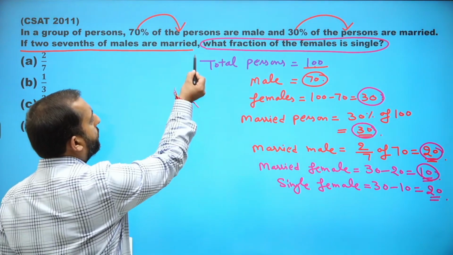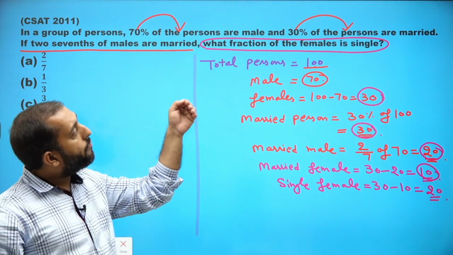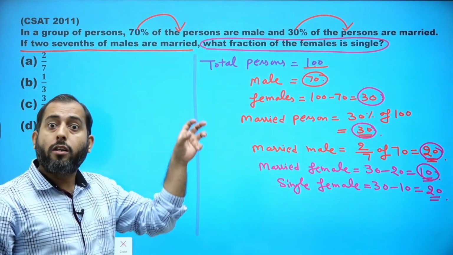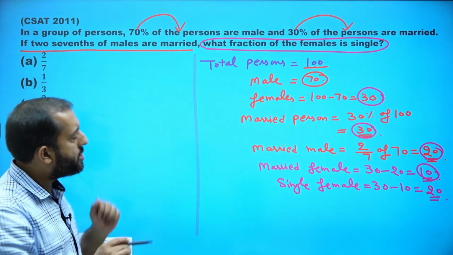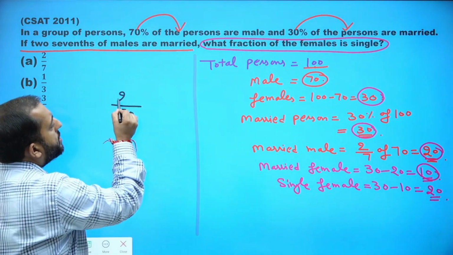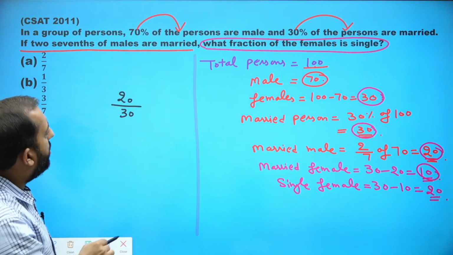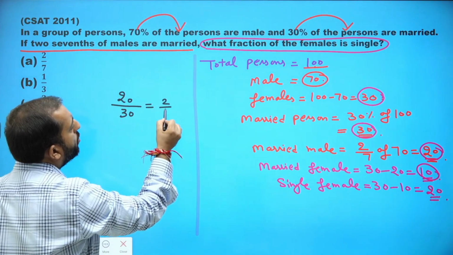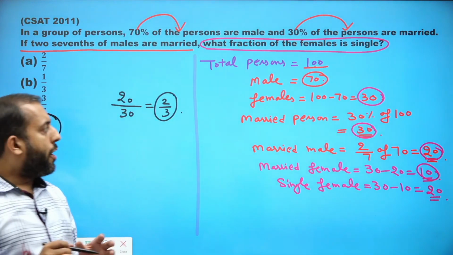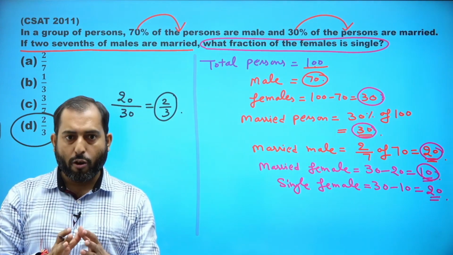We are looking for the fraction of the females, so we are comparing with the total count of females, which is 30. Out of 30, 20 are single. So what is the fraction of single out of total females? It comes out to be equal to 2/3. So the answer is option D. I hope, guys, this explanation is clear to you. Answer of this question is option D.